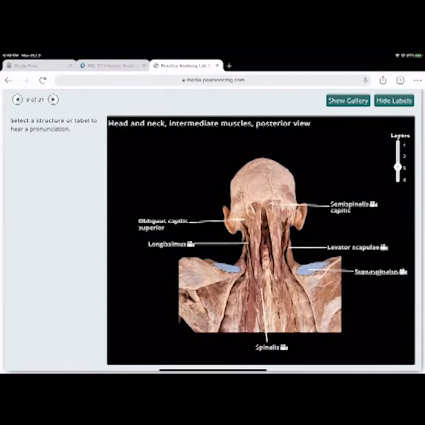The levator scapulae, the side of the neck. And the semispinalis capitis. That's in between the capitis muscles. The semispinalis capitis. And this is your obliquus. The obliquus capitis is superior, and the semispinalis capitis runs down the back to the spinal cord.